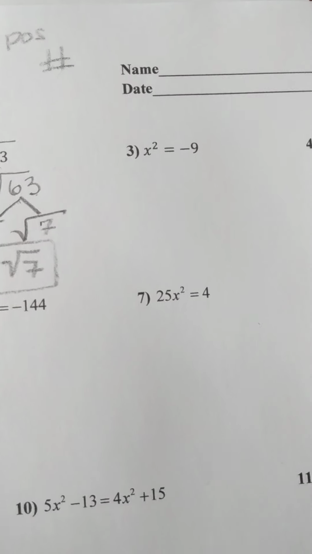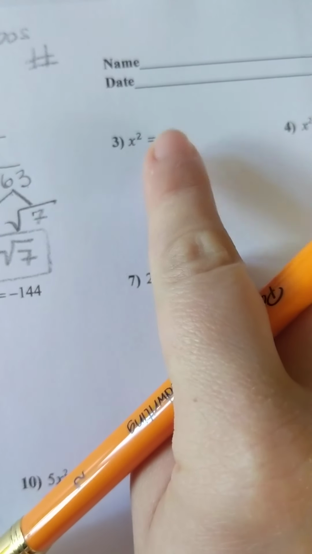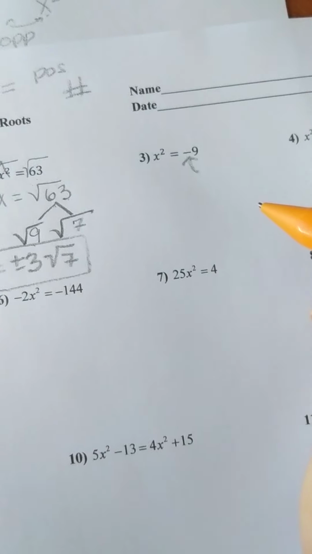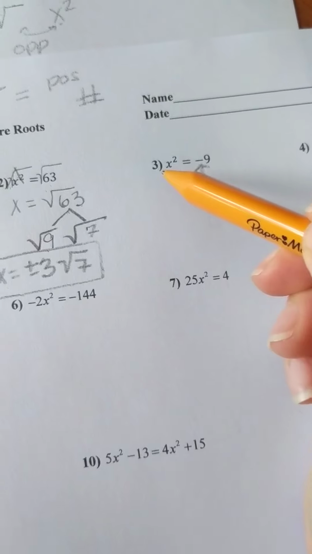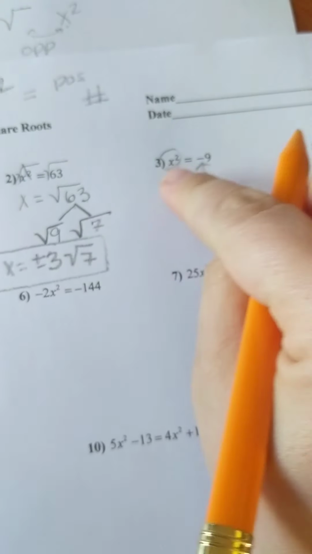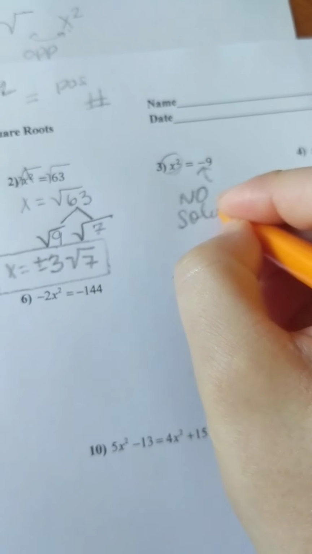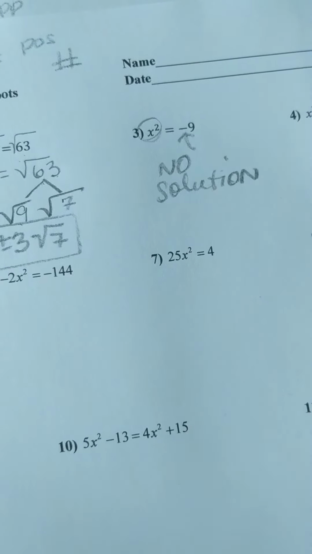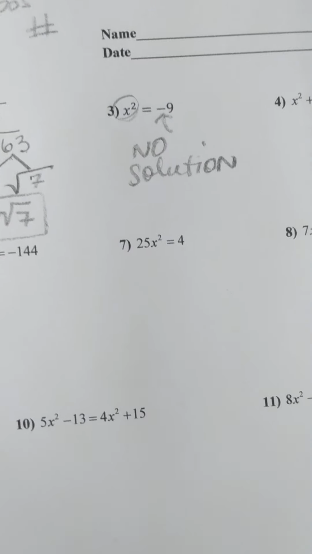What's different about this one? In number 3 here, x squared equals a negative number. So x squared can never equal a negative number because that can't ever happen in real life. No number times itself can give me a negative number. So when you have x squared by itself equaling a negative number, you write no solution. No real numbers equal that answer, so no solution. Okay, and that's it. That's all you have to do for that problem.